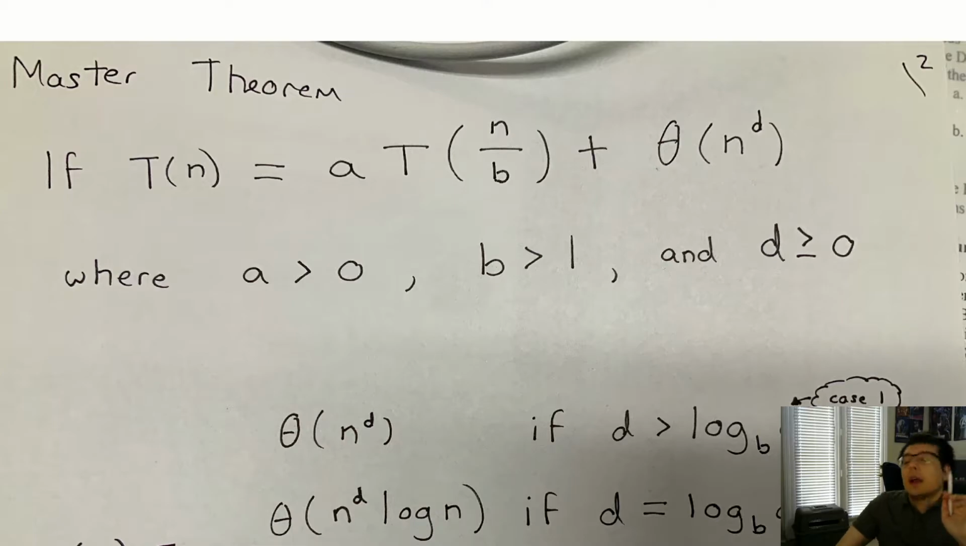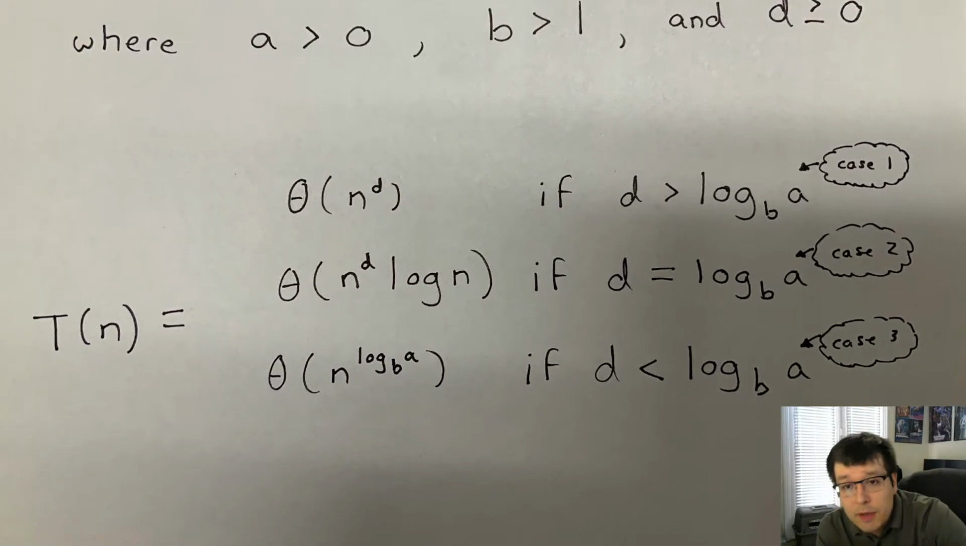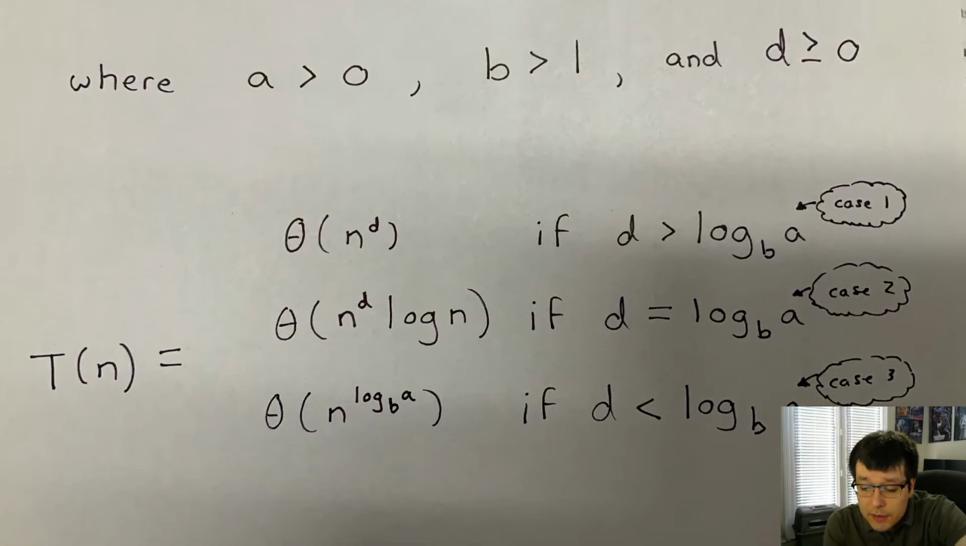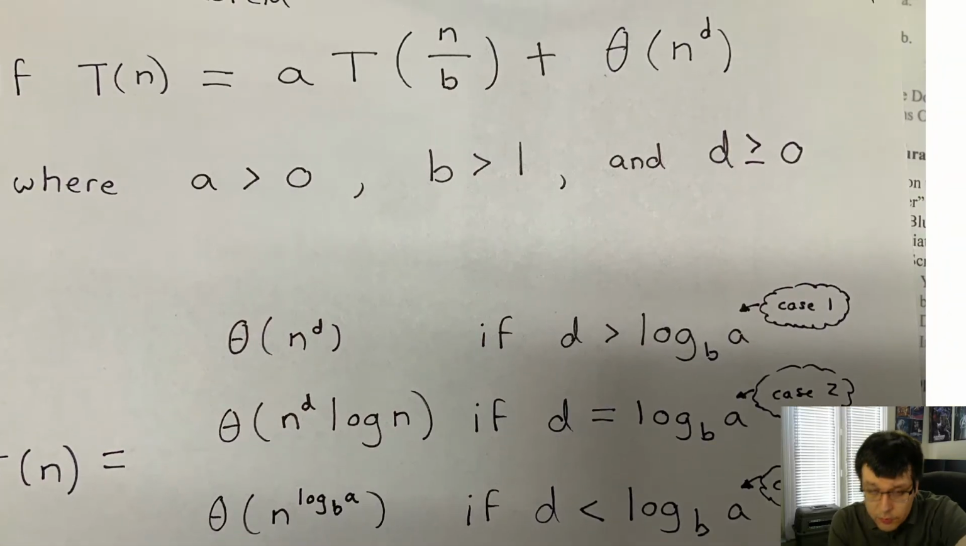When you do that, you end up with 3 possible scenarios, and depending on the scenario, you know how to solve it already. The scenarios depend on the value of d. So if your d is 1, 2, 3, or whatever, you need to figure out what the logarithm base b of a is, and then compare that to the value of d.